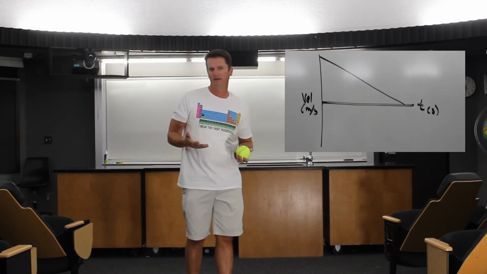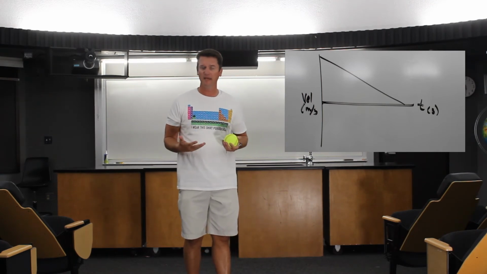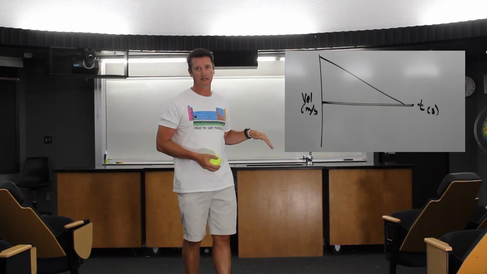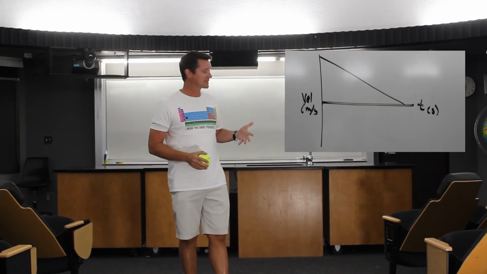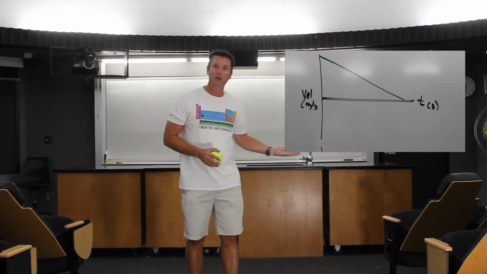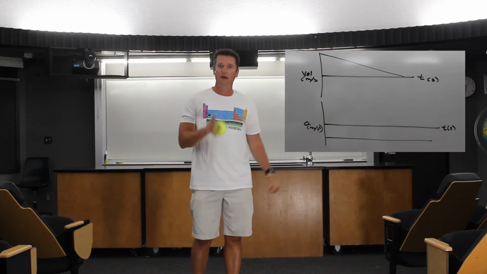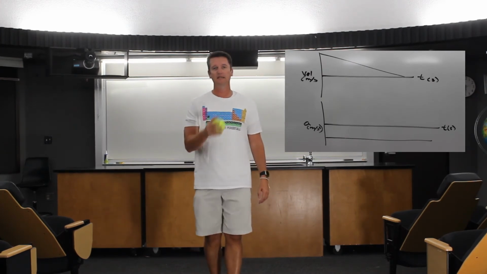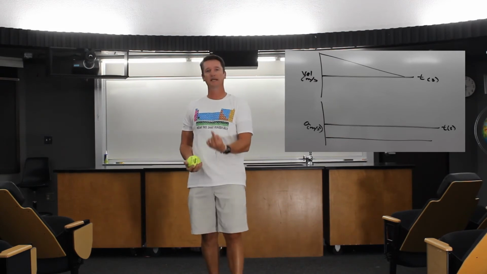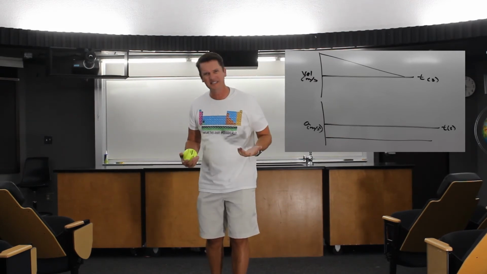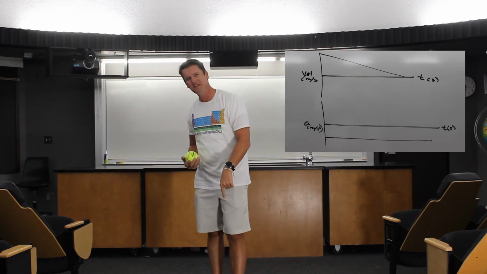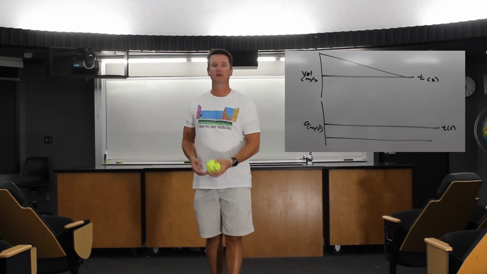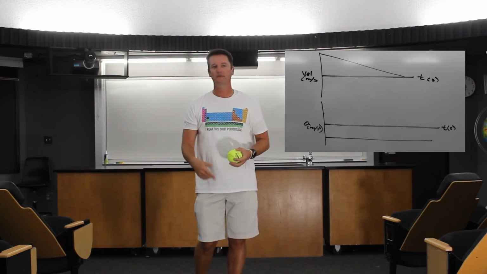What's the slope of that graph? The slope of that graph is negative. And we said that the slope of velocity versus time gives us acceleration, right? So the acceleration is also going to be negative. Now, this is weird. Because the ball is moving upwards, it has a positive velocity, but the acceleration is negative? That's odd. How can you be moving in one direction and accelerating in the other?